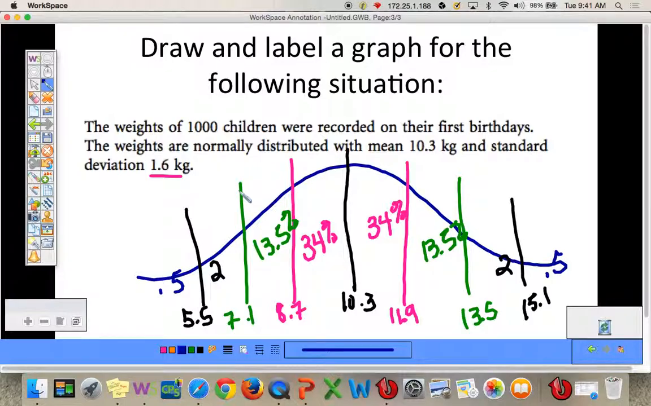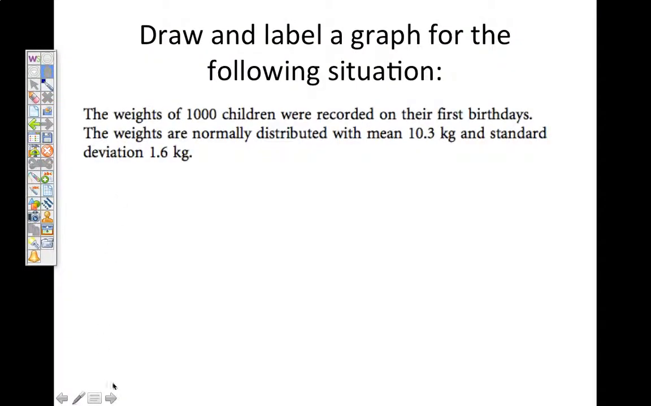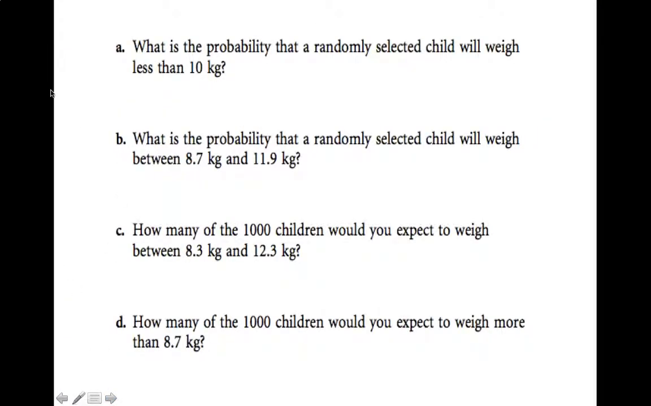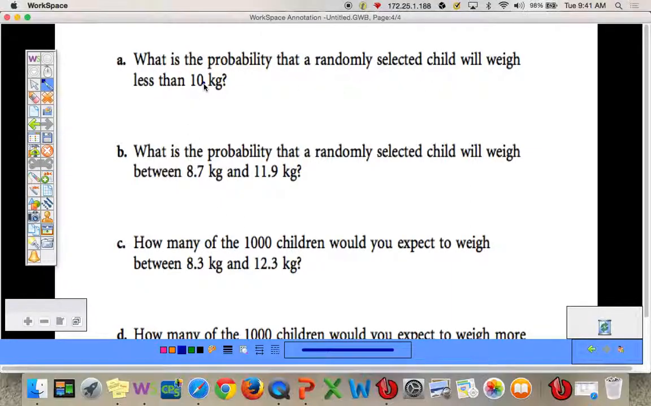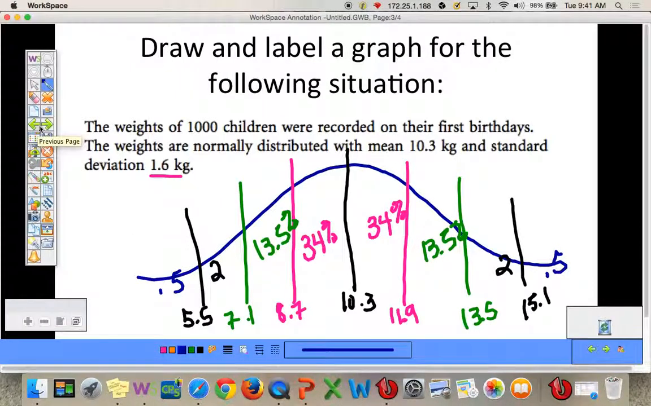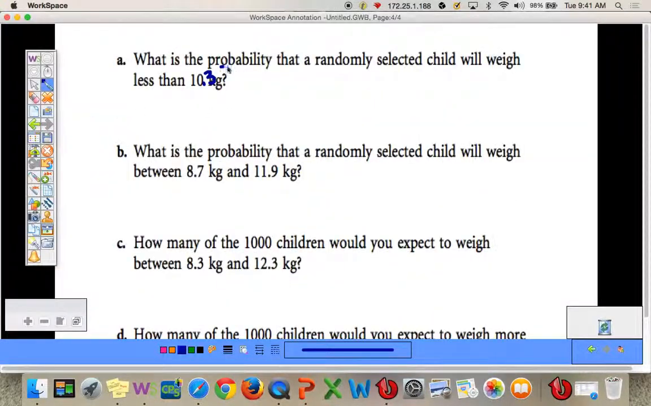All right, so we're going to use this chart to answer the following questions. What is the probability that a randomly selected child will weigh less than 10? Let's do 10.3 kilograms, so let's change that. All right, so we look at our chart. Less than 10.3 would be this half of the data. So if it's asking about probability, it's a percent, and 50% is less than 10.3.